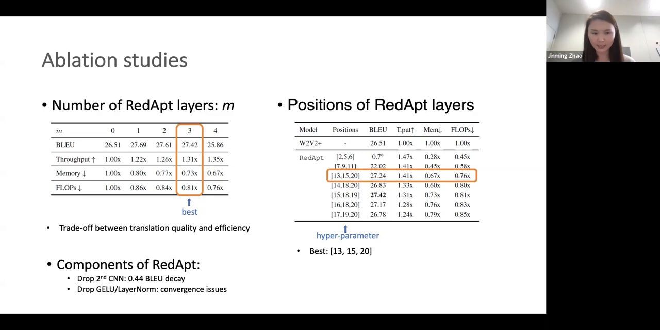We've also done analysis on RedApt itself. What we have found is that when we drop the second CNN block, the BLEU score drops by 0.44. And removing GELU or layer norm would lead to convergence issues.